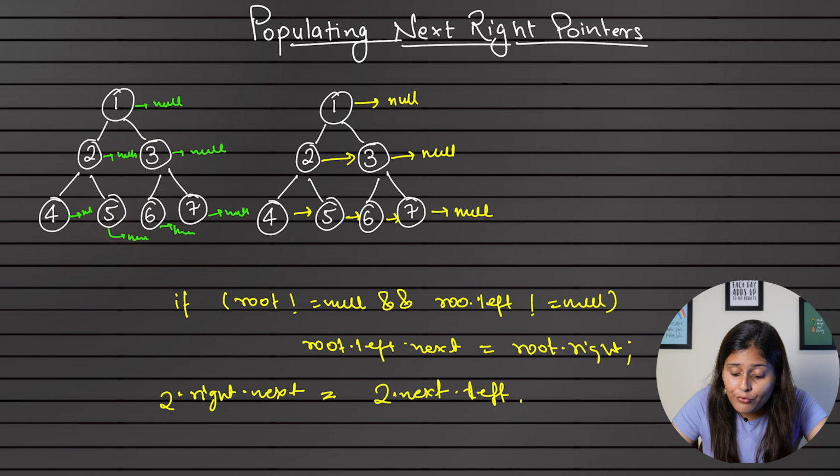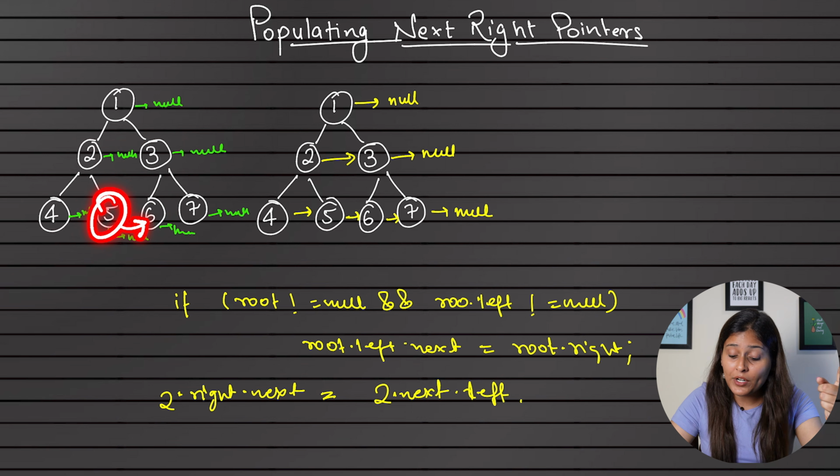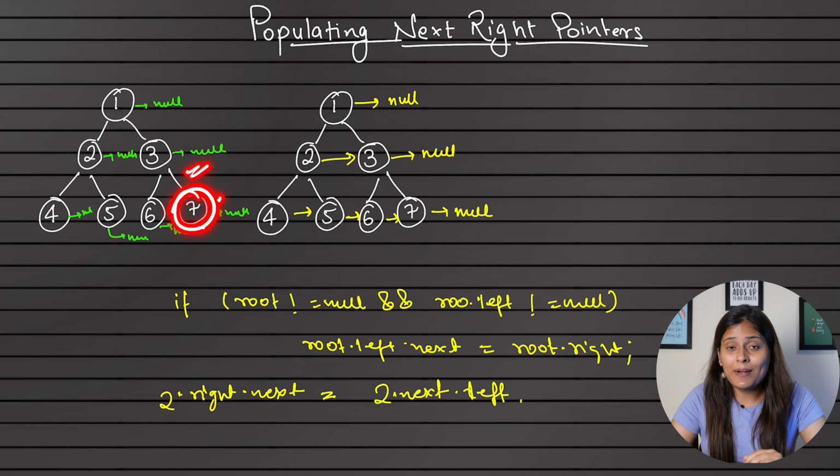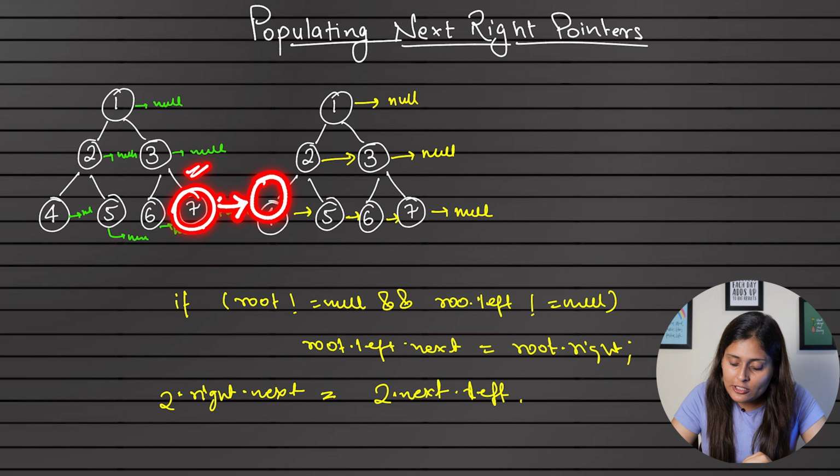So if we want to connect 5's next to 6, it is very important that 2 should have a next child, which is 3. Here though it is. Why is it required to check? Suppose here we have 7. And here by seeing we can say that 7 does not have any child towards right. But as per the code, how will the code understand? So 7 will not get connected to the next child because its parent, which was 3, does not have next.